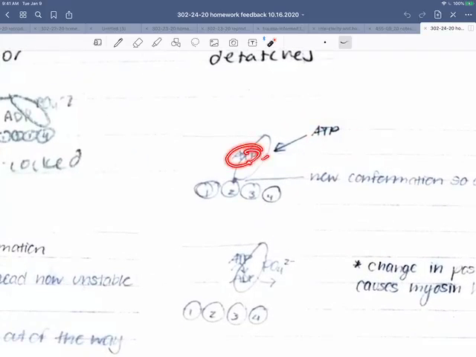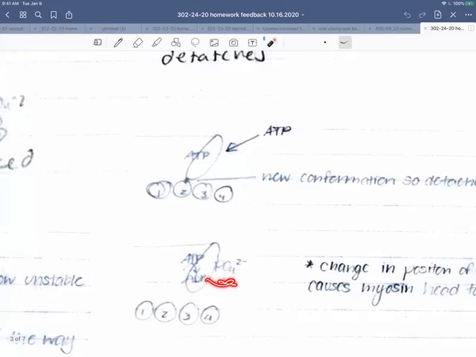That ATP binding then allows it to detach. So here it shows it detached. ATP is then converted into ADP and a phosphate, and it goes back to the cocked position with ADP and phosphate, and we can start over.